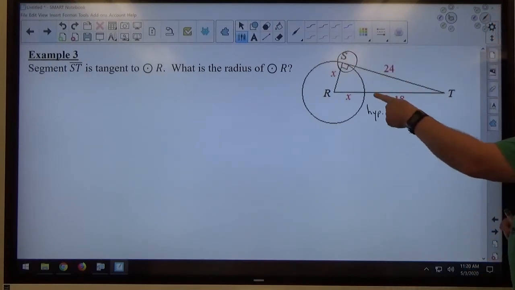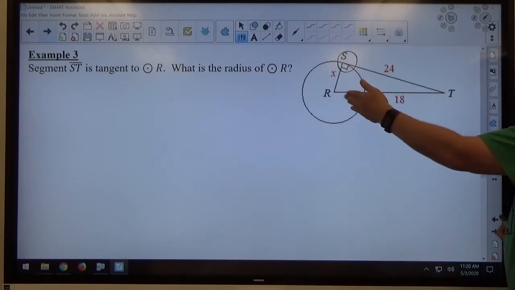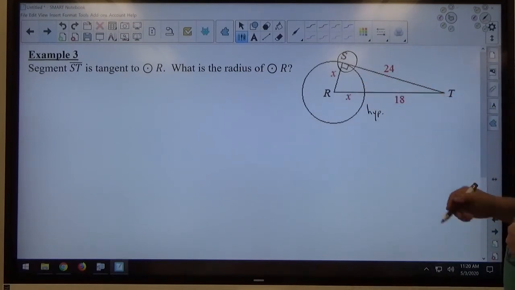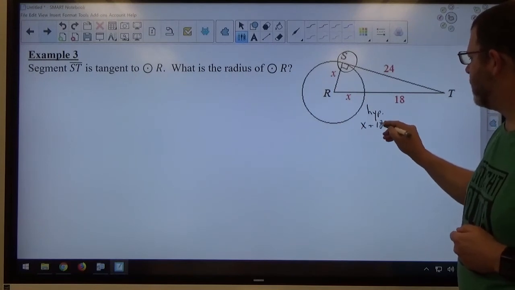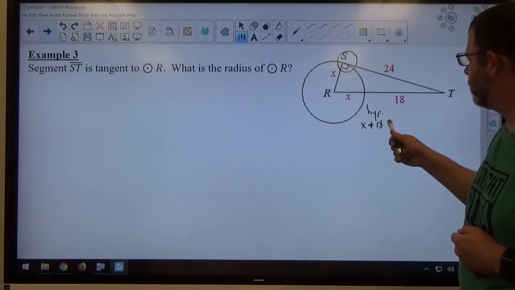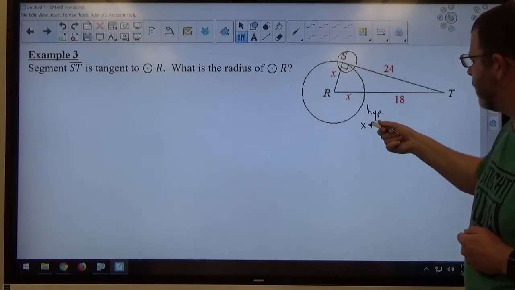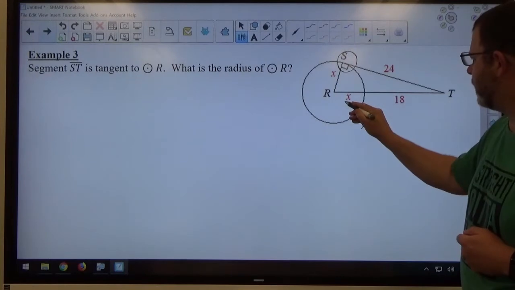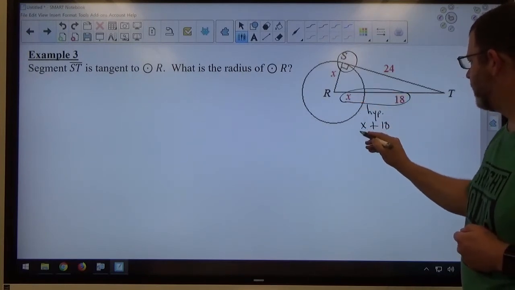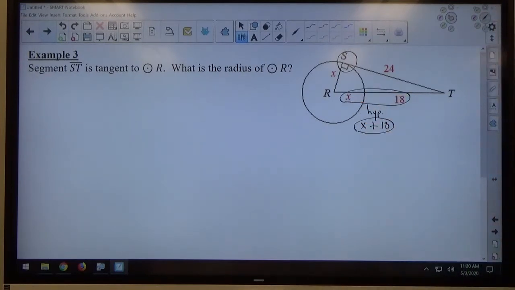Notice that the hypotenuse doesn't equal 18, and it doesn't equal x. These two pieces together make the hypotenuse, so I'm going to add those together. Segment addition postulate, if you recall: if two pieces make up a longer segment, you add them together. So these two pieces make the actual hypotenuse length of x plus 18.